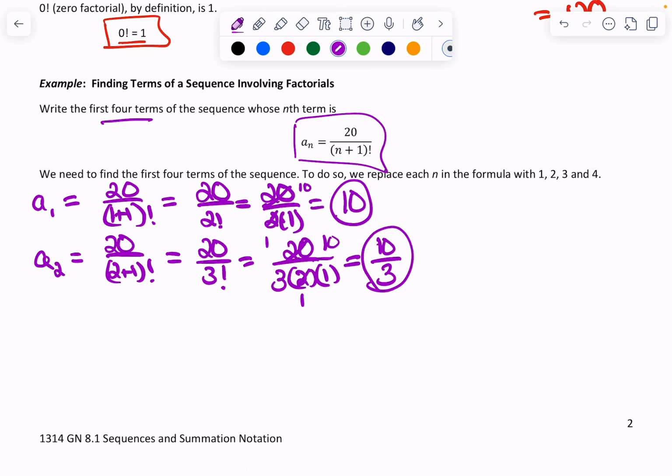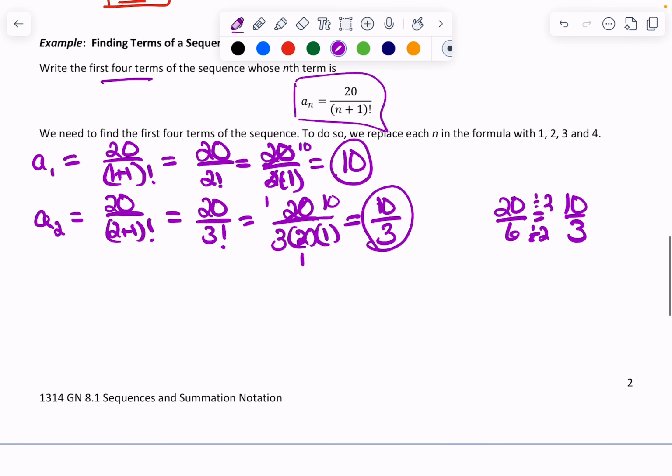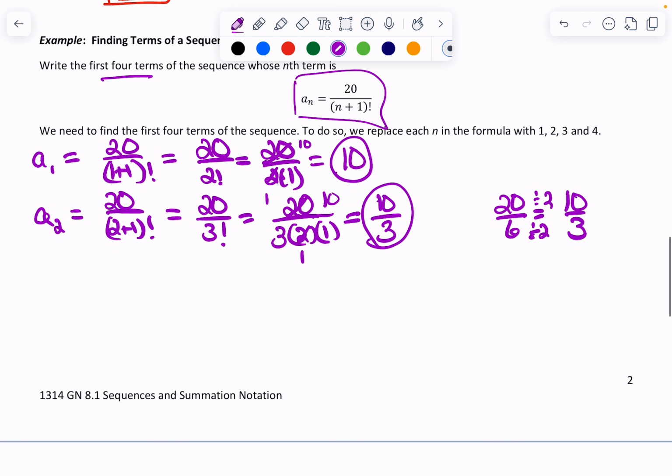Yes, we could have done 20 over 6 and then divided both of these by 2, and we would have gotten the 10 thirds as well. Sometimes it's just easier to simplify before you do the calculations. Plus, the calculations are going to be easier when you simplify before that. But with the factorial, there will be ones where you're not going to be able to do the calculations with the calculator because the factorials get so large that it's easier to just simplify before you do the calculation.